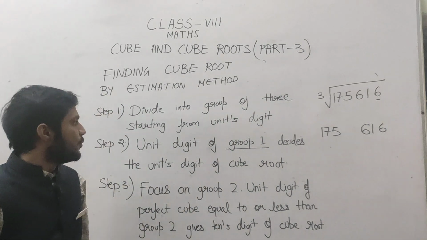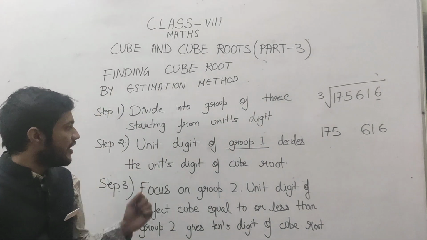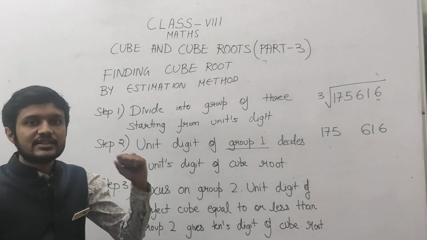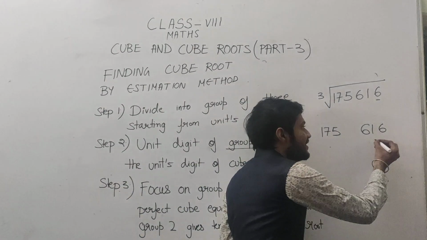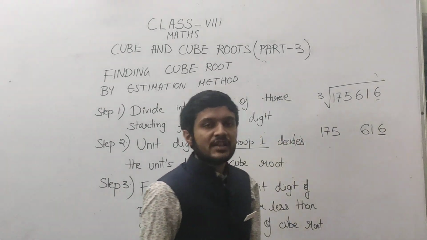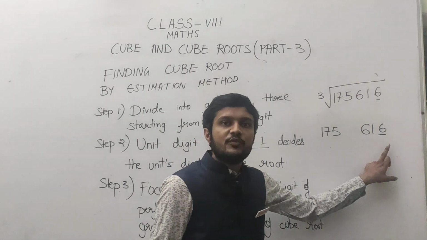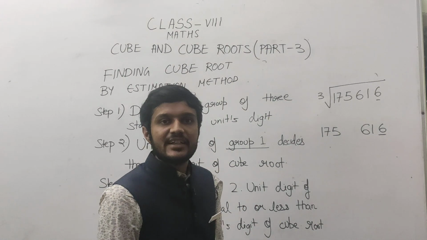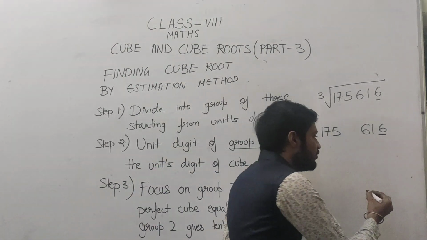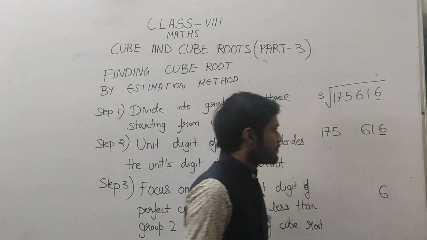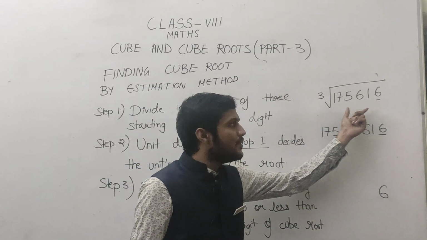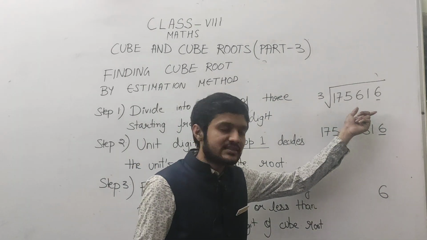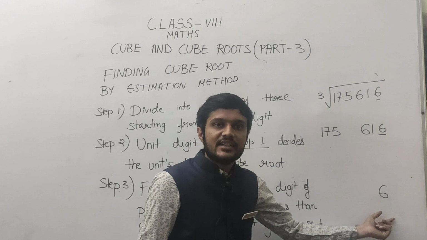Now step 2: the unit digit of group 1 decides the unit digit of the cube root. Look at the unit digit of group 1. This digit is 6. We know that the cube root of a number ending with 6 always ends with 6. So we can say that the cube root of 175616 will end with the digit 6.